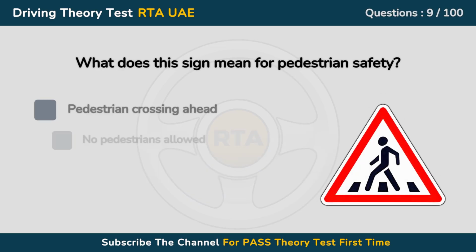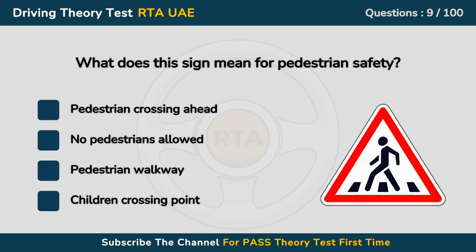Question 9. What does this sign mean for pedestrian safety? A. Pedestrian crossing ahead. B. No pedestrians allowed. C. Pedestrian walkway. D. Children crossing point.